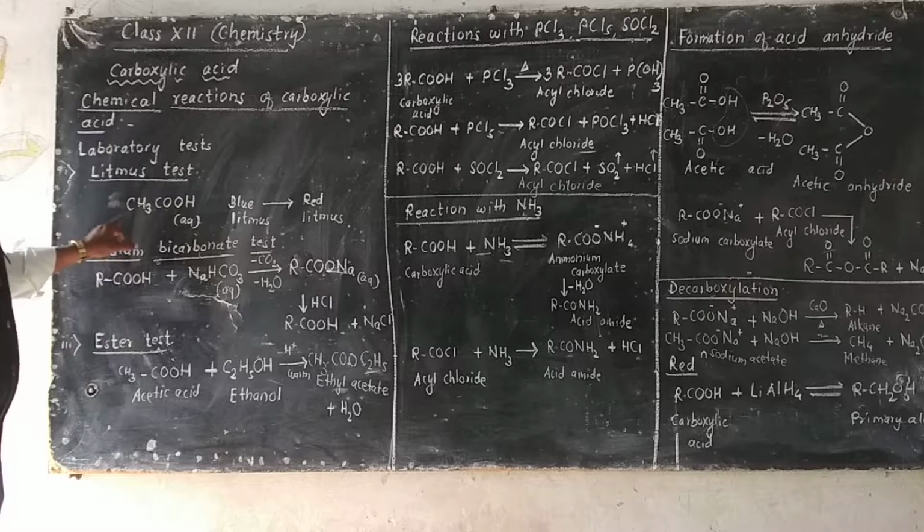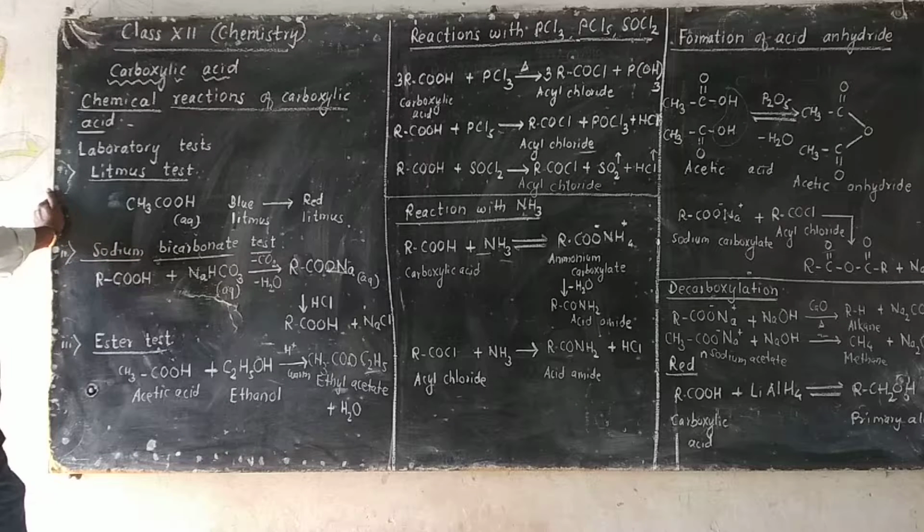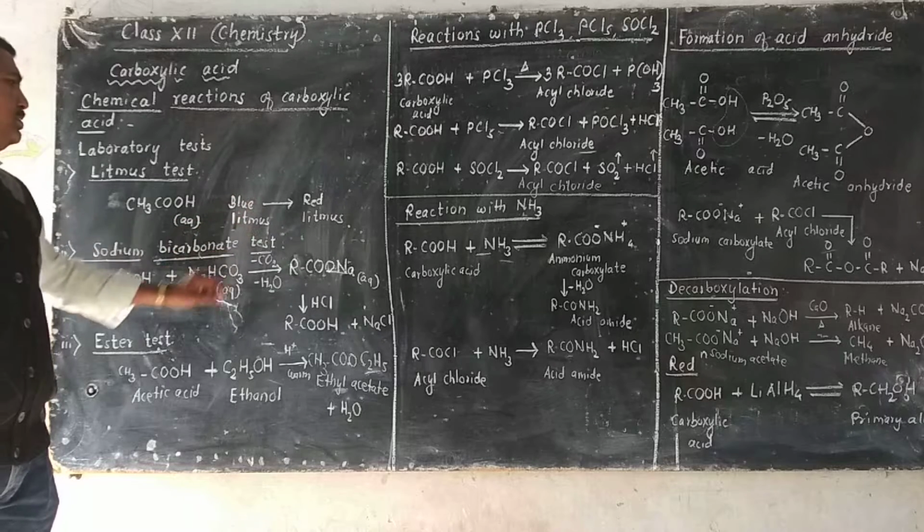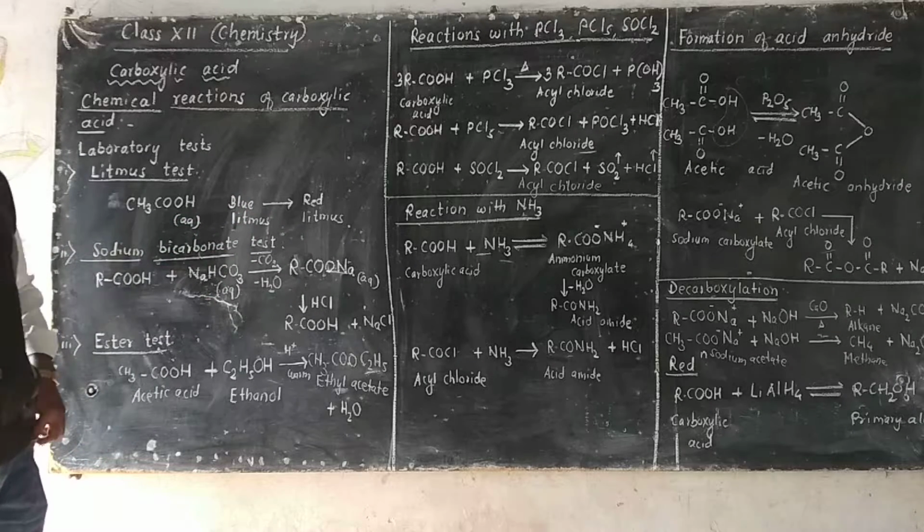Litmus paper test. We know that carboxylic acid is weakly acidic in nature. So, if an aqueous solution of acetic acid is prepared, and blue litmus paper, which is wetted by water, is dipped in that acetic acid solution, then it will turn red. So blue litmus turns red, so that solution is acidic in nature. Here acetic acid is acidic in nature, so carboxylic acid is a weak acid.